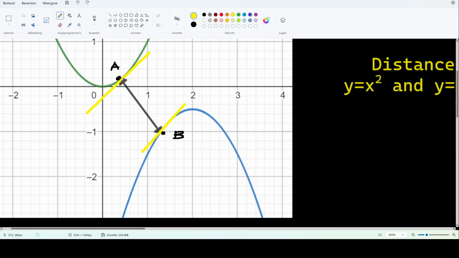If you now have the line from A to B, then what you can do is look at the tangent line of the curve at A. My claim is that the line from A to B is perpendicular to the yellow line, to the tangent line. And why should that be? Why does that have to be the case? I mean, we sometimes use this, but why is this really true?